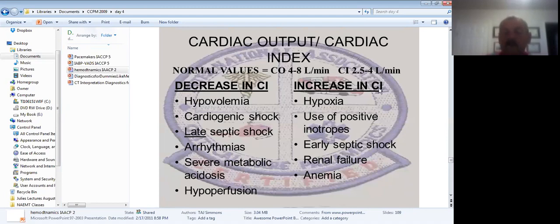Things that increase cardiac output or cardiac index: hypoxia, inotropes. Remember, early sepsis is hyperdynamic, so the cardiac index and cardiac output rise, and then renal failure and anemia. Again, all of these cause the cardiac index and cardiac output to rise. So again, a nice compare and contrast there for you.